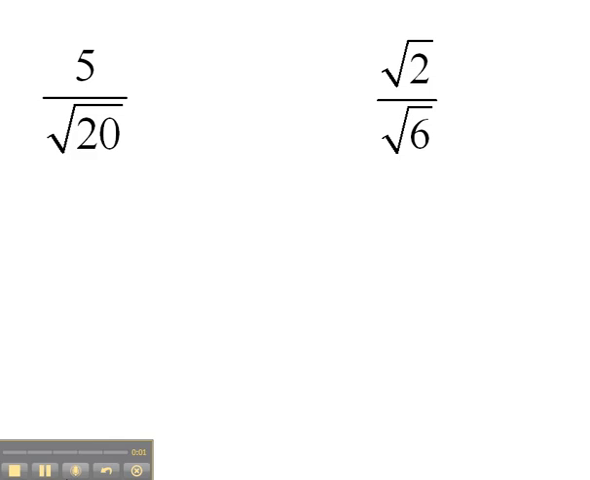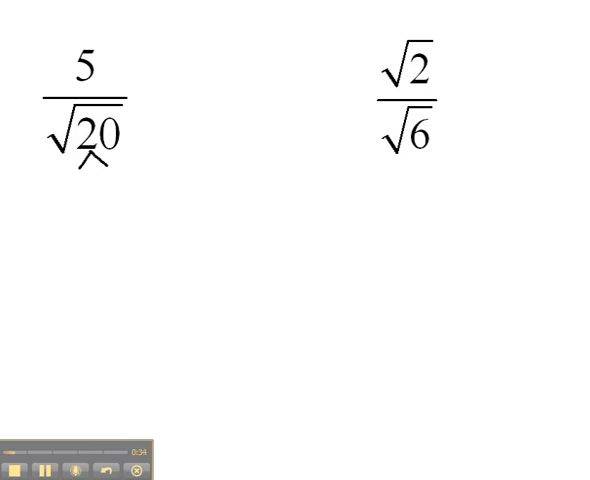Here we've got a couple more problems where we're going to rationalize the denominator. And again, we're going to follow those same procedures, but we're going to do a little bit of simplifying first. So looking at 5 over the square root of 20, we could just start rationalizing the denominator. We sure could. But do you notice that the square root of 20 is not fully simplified? I think that it might be best for us to go ahead and simplify this first.